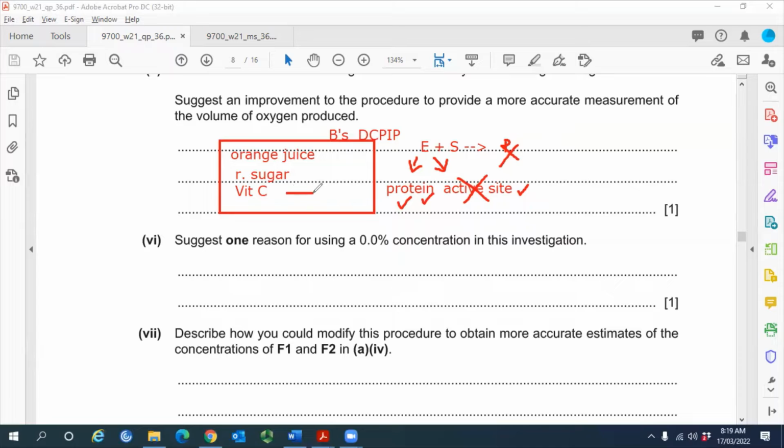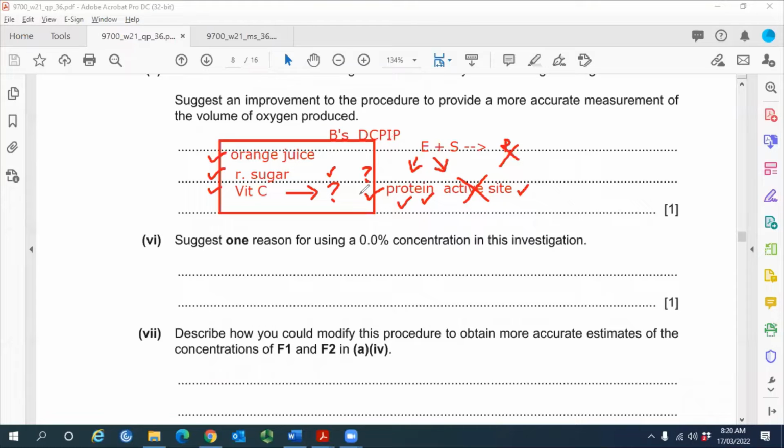I do not know whether vitamin C will give a positive result with Benedict's test, right? Because I learned that vitamin C will give positive test with DCPIP, isn't it? But I'm not sure whether vitamin C give a positive result for Benedict's test. I know that reducing sugar give positive for this one, but I'm not sure whether it give positive for this one. So therefore, I have to do a control experiment whereby instead of using orange juice, I use pure reducing sugar and pure vitamin C to do these two tests again.